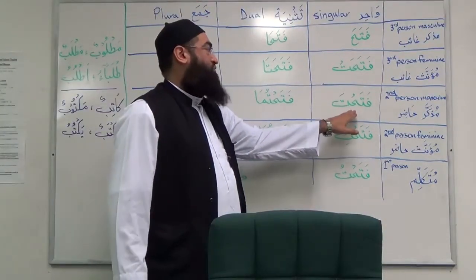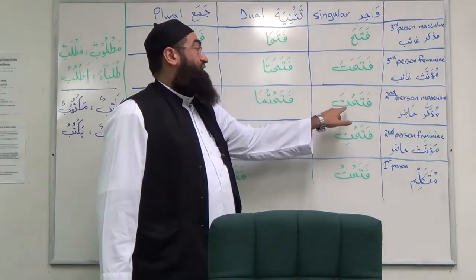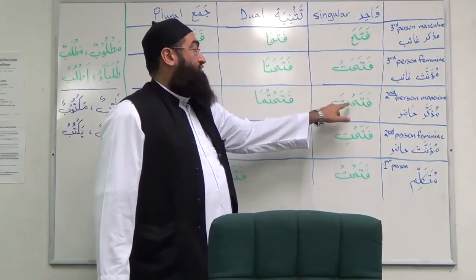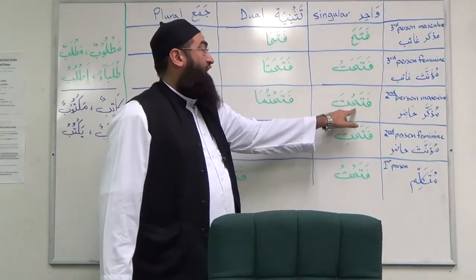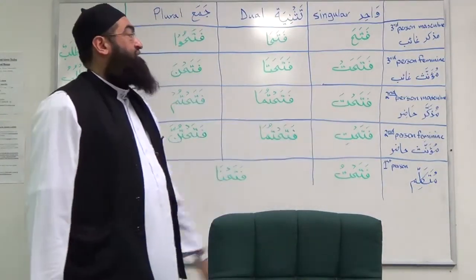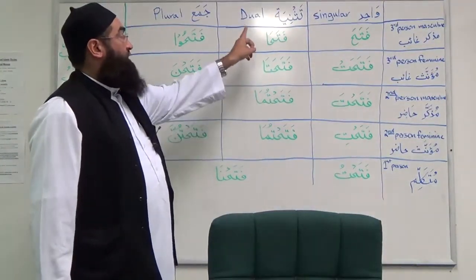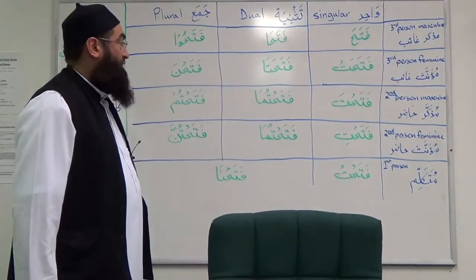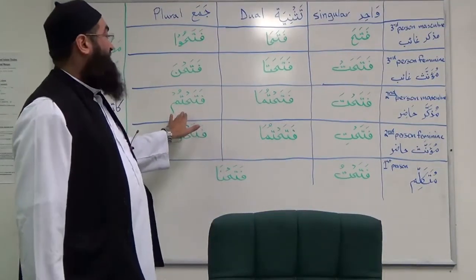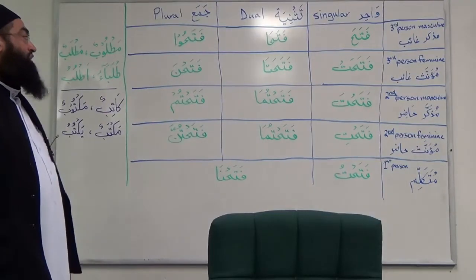If you're talking to someone, you open the door. So you're going to say fatahta. You, one man, opened it. So you put a sakin on the ha and you put a ta fatha at the end and it becomes fatahta. And then you add a tuma to make it dual, fatahtuma. And you add a tum at the end to make it plural. You, all you men, open the door.